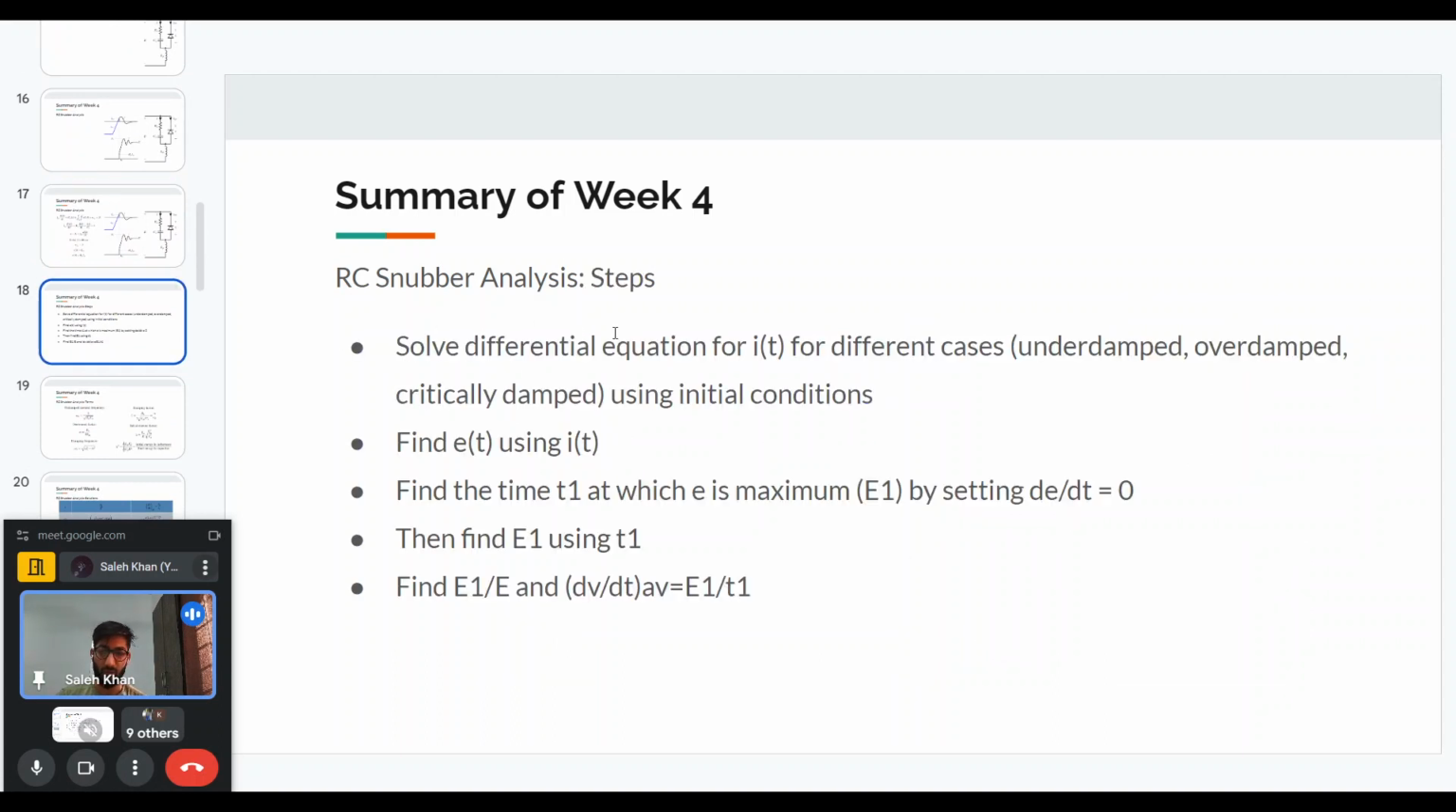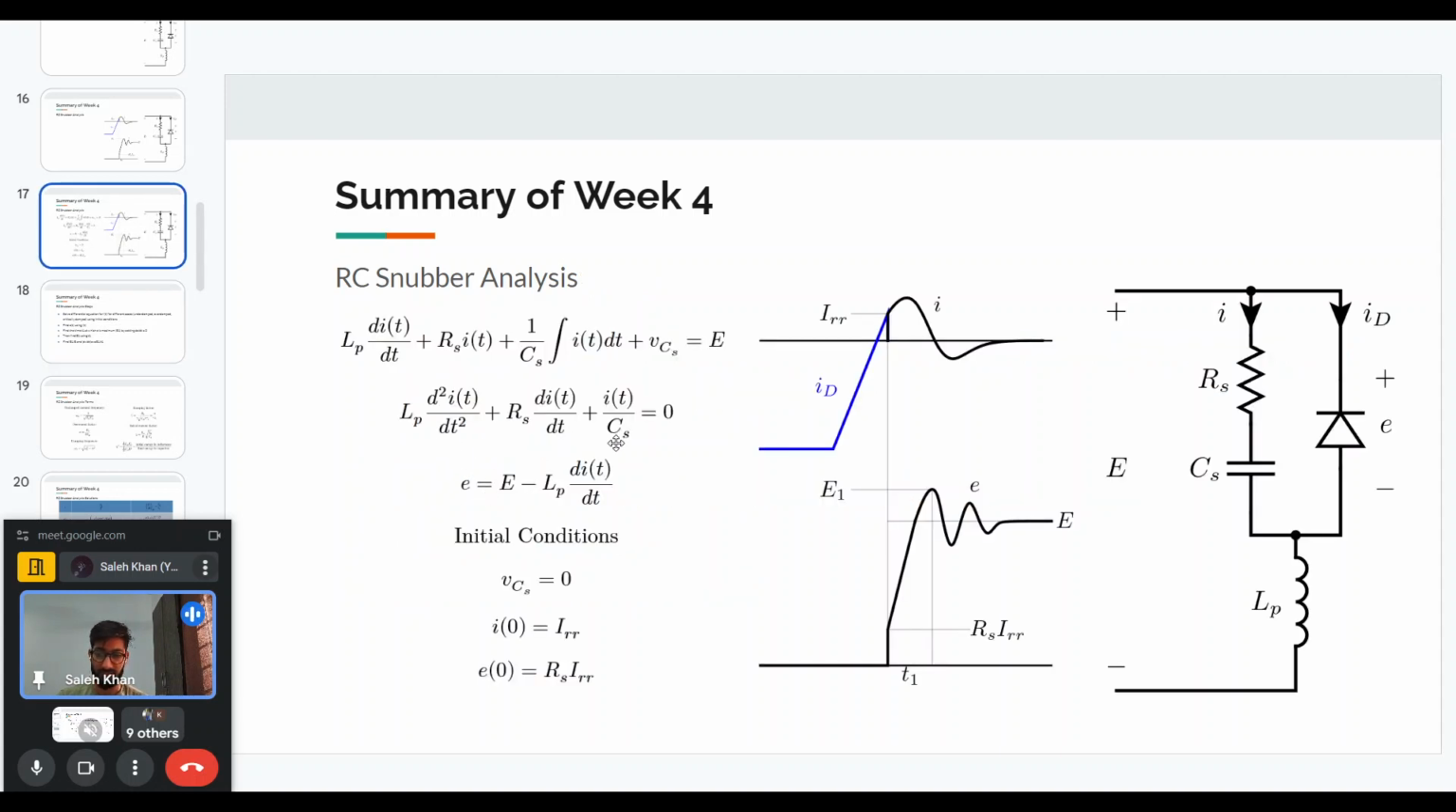What we do is we solve the first differential equation for IT for different cases. It can be underdamped, overdamped, or critically damped. And we use the initial conditions to solve for IT. Once we have solved IT, which is the snubber current, we can use the snubber current to find the device instantaneous voltage. In this equation, if we have IT, we can find dI/dt, and then in this equation, we can find the instantaneous voltage across the device E.